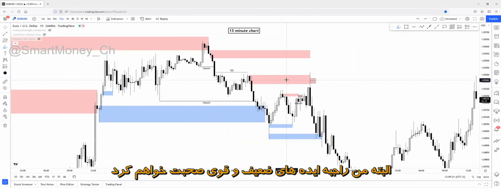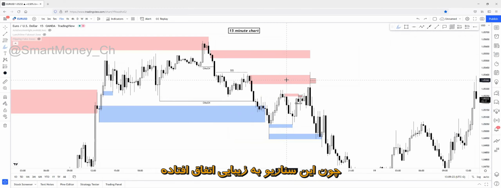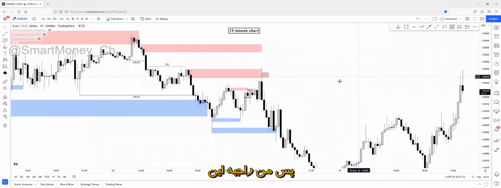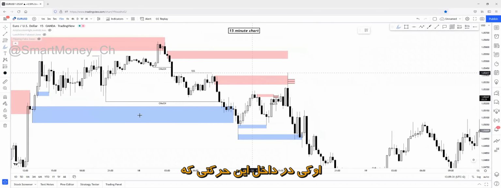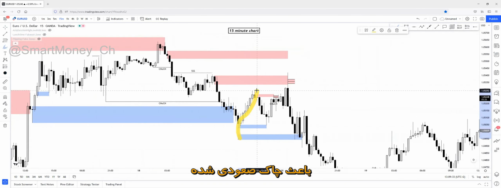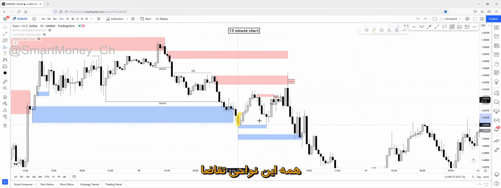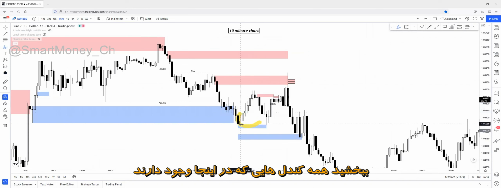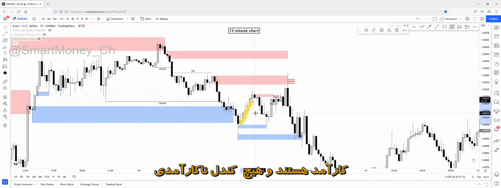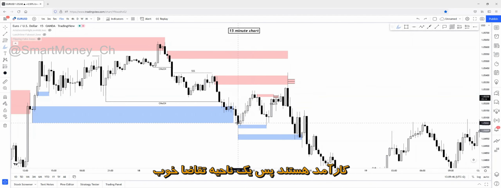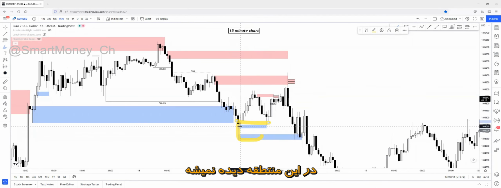But I will talk about the weak and strong theory too, because it has played out perfectly, and some of you have been confused about the theory, and I want to explain it to you. Inside of this character changing movement to the upside, we couldn't really identify a good demand zone on the 15-minute chart, because all of these candles right here are efficient, not inefficient candles. So a good demand zone in this region couldn't be identified.